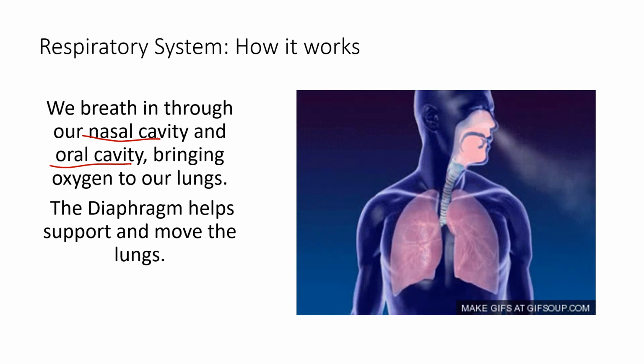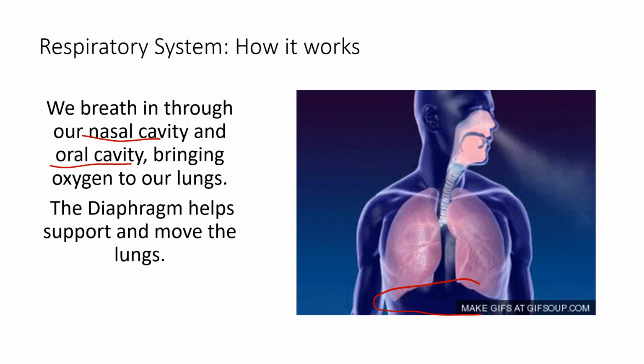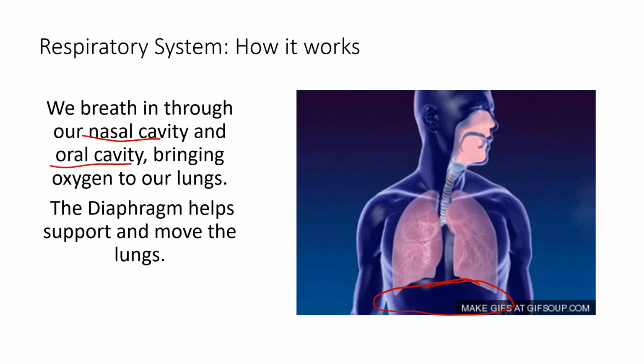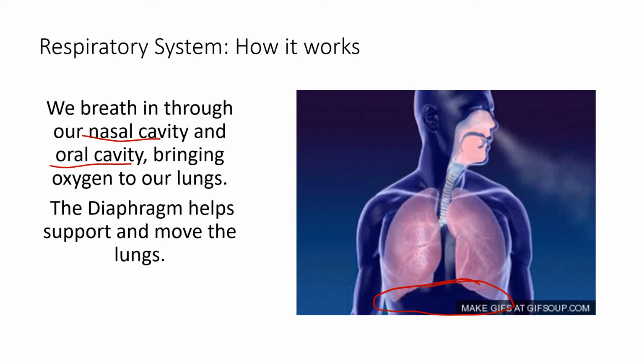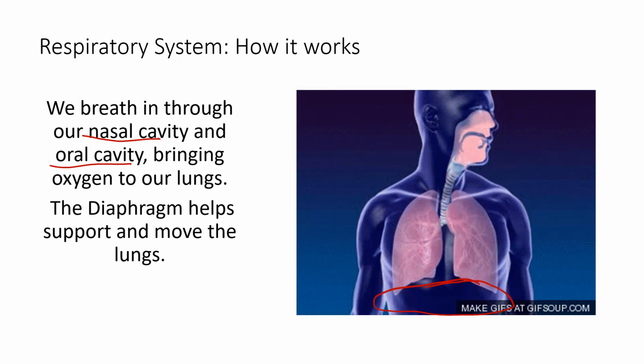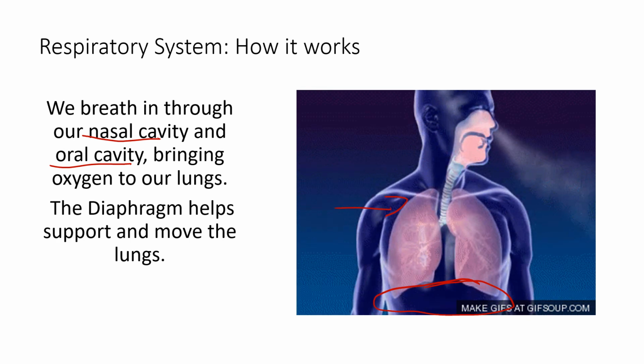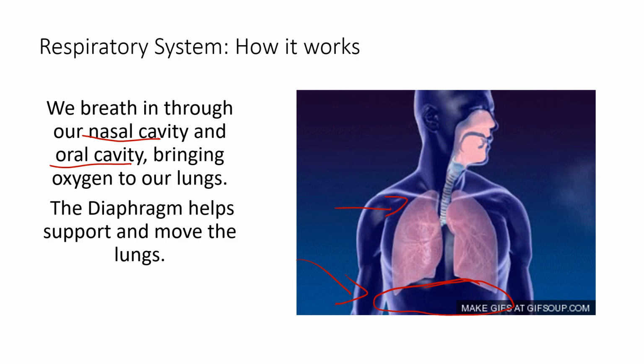The diaphragm, which is actually down here, helps support the lungs and helps move them. So when you take a really big deep breath and you breathe all the way down into your diaphragm, that's much different than the short shallow breaths that you're just taking into the top of your lungs. A big deep breath is going to give you more oxygen, which then travels to your blood and your muscles and everything there. So that's how the respiratory system works.